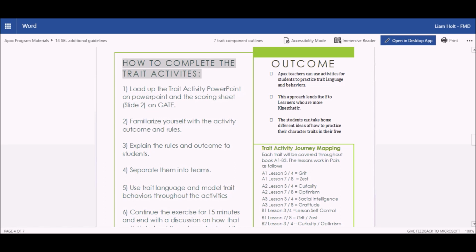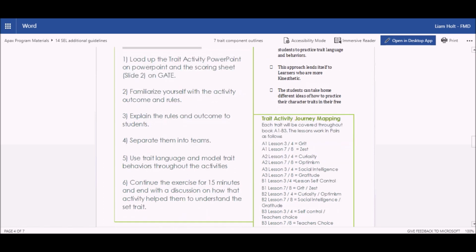So similar to how we completed the previous character trait related programs, you would load up your PowerPoint, familiarize yourself with the activity, explain the rules clearly to students, model and make sure they have a clear understanding, split them into teams, use trait language and modeling again throughout the activities, and continue the exercise for the full time duration, and then end with a discussion on how that trait can help them within their lives. And finally, there's the map of which traits are covered in what lessons.